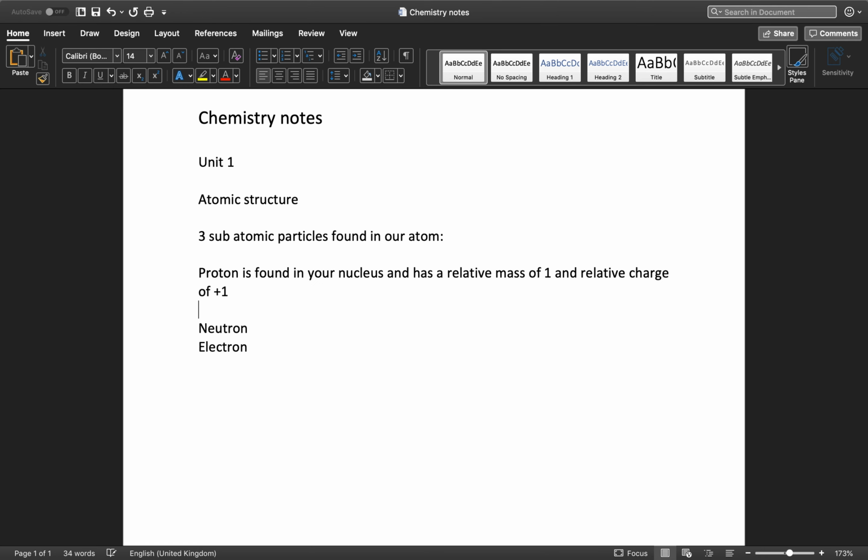By the way, my laptop's a bit weird. I might be typing and suddenly it will move my cursor to there. I don't know why. I think I've used it too much.